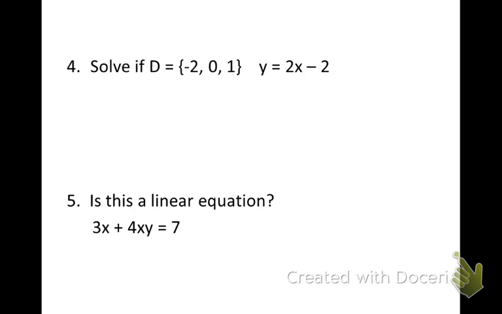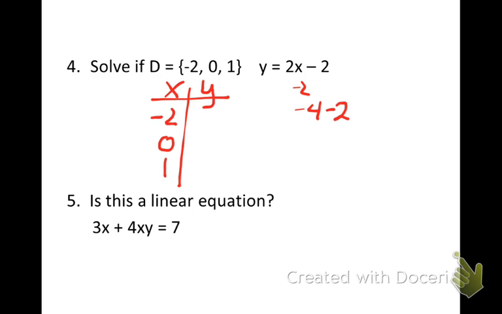Okay, this one asks us to solve. Again, we've done this in another review day, but we're given the domain and we want to solve. So it's going to be a set of ordered pairs just like we did, but we can put it in an XY table if we want to. Notice the y is by itself, so that's good because I don't have to do any extra work. So I'm just going to make my XY table. -2, 0, and 1 go on here. So if I put a -2 in there, 2 times -2 is -4, minus 2 would be -6. If I put a 0 in there, 2 times 0, minus 2 would be -2. Put a 1 in there, 2 times 1 is 2, 2 minus 2 is 0. So these would be my ordered pair answers.